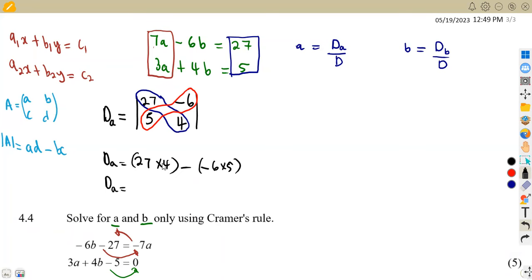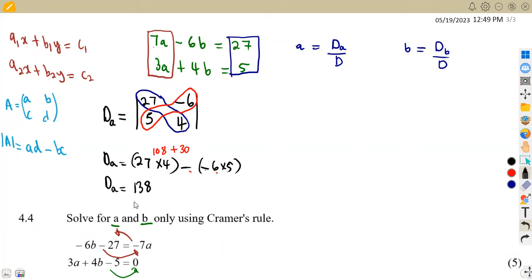We can determine this part here. Here we're going to obtain something like 108 from this part. This is going to be 108. Negative and negative is going to be a plus. So this 2 is going to give us 30. So if we add 108 plus 30, this is going to be 138.